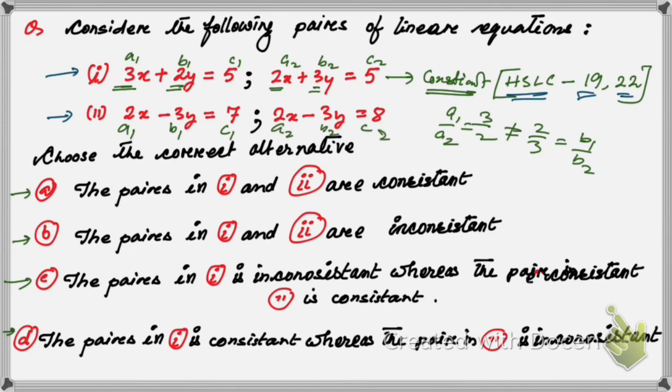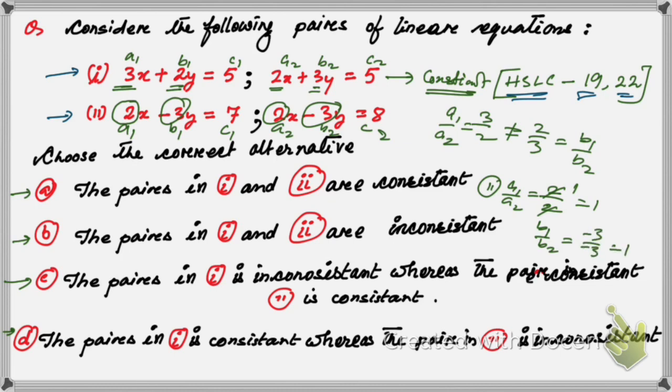So in this case, A1 by A2 will be 2 divided by 2, in the second pair, right? That's going to be 1, the 2 cancels. Now let's find B1 by B2, that is minus 3 by minus 3, that's going to be also 1. So here we have got A1 by A2 is equal to B1 by B2, and C1 by C2, that is 7 by 8, that is not equal.